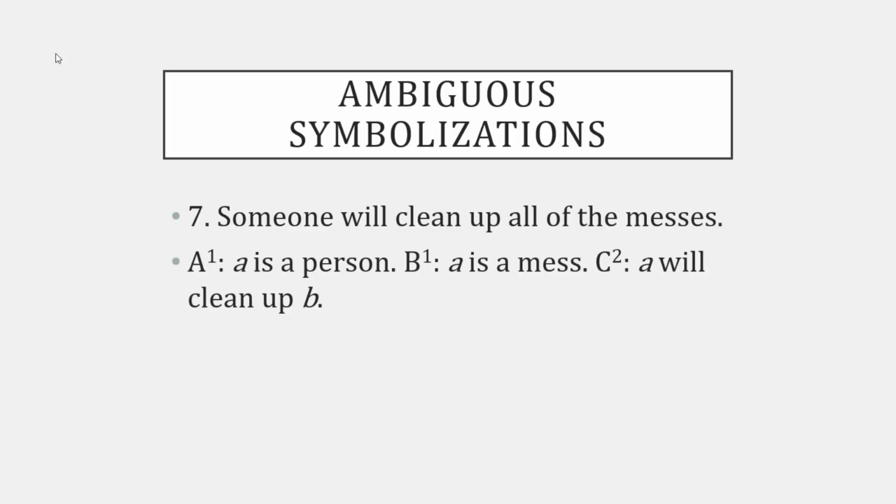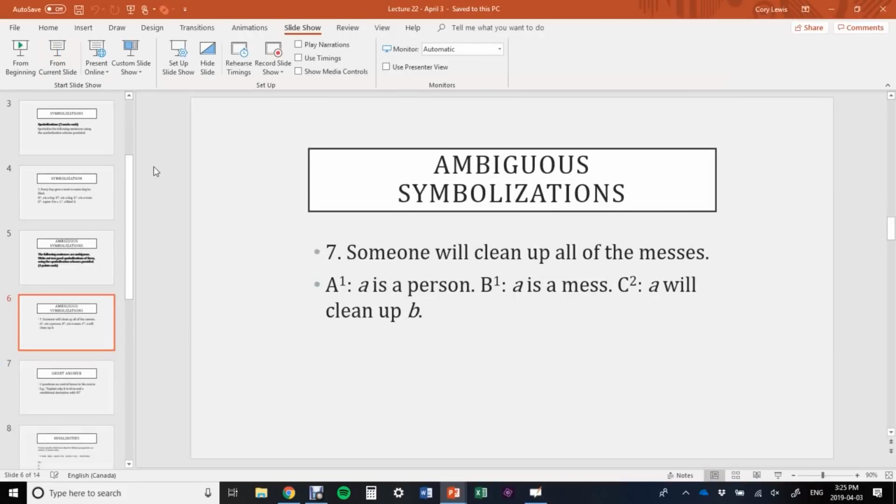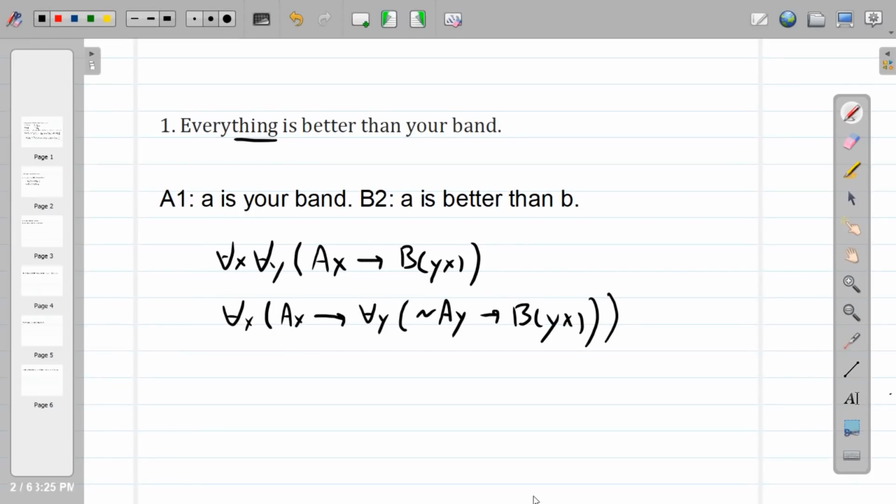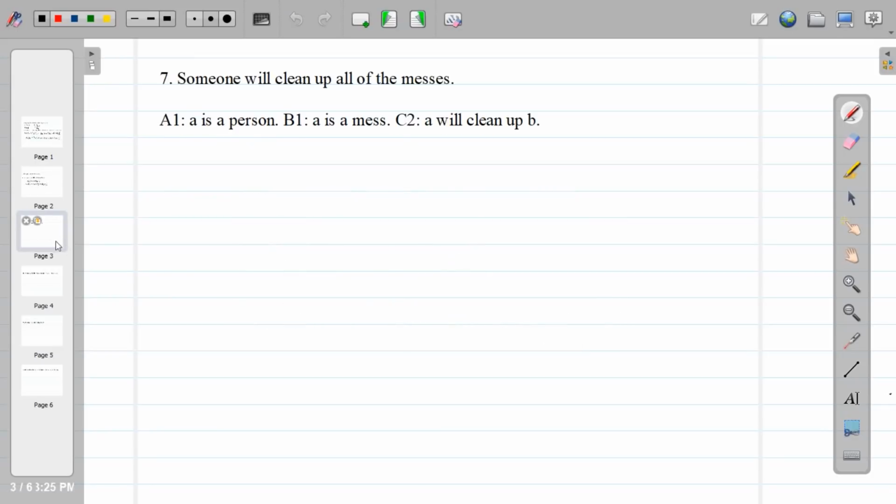Okay, let's do this example. So here's what it'll look like. I'm just going to give you the sentence and 1 symbolization scheme, and then you write out 2 symbolizations of it. Okay, so let's do this one. Someone will clean up all of the messes. That could be a bit larger, but you get the picture. Okay, so first thing to do is, of course, figure out the way in which the sentence is ambiguous. You have to figure out what the ambiguity is, and then you can symbolize it in both ways.